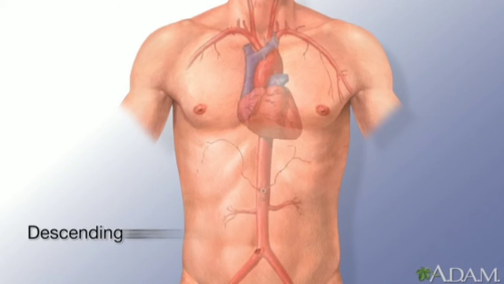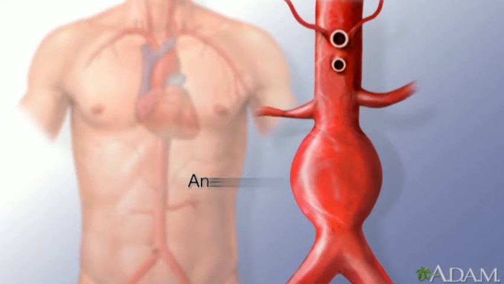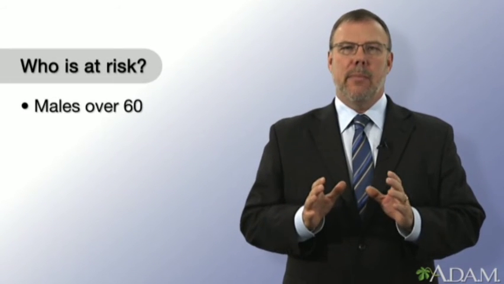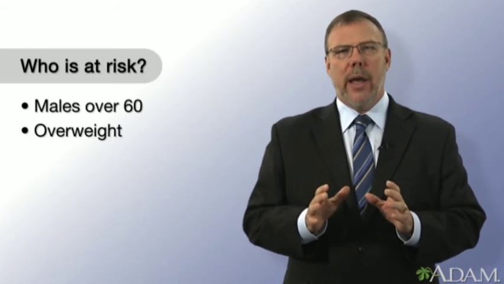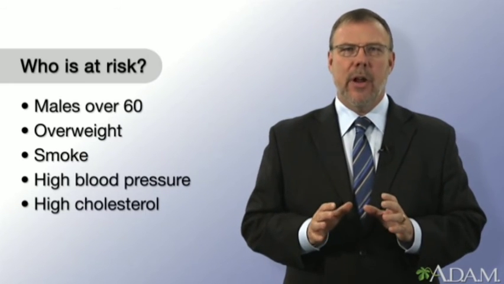This is the descending aorta, one of the large blood vessels that sends blood to your abdomen and legs. Over a period of many years, this blood vessel can start to bulge. Although doctors aren't sure exactly what causes an aneurysm, they do know that it's more common in males over 60 and people who are overweight, who smoke, or who have high blood pressure or cholesterol. Eventually, if not treated, the aneurysm can pop open or rupture and spill blood into your abdominal cavity or into the wall of the artery. If an aneurysm ruptures, it's considered a true medical emergency.